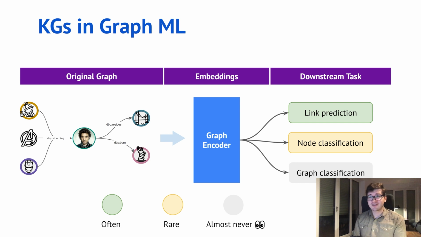So usually in the traditional setup, you have a graph, you have a certain graph encoder, which produces embeddings, and then you use them for a downstream task. Well, for KGs, link prediction is used most often.